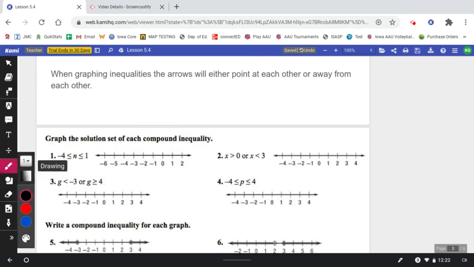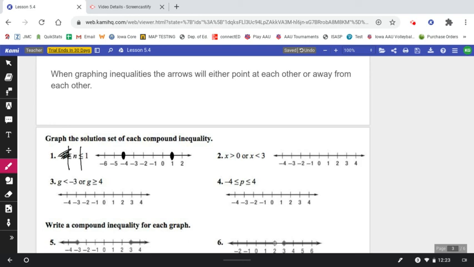Number 1, graph the solution set of each compound inequality. Well, looking at number 1, this is one of our ones where we have two separate inequalities in the same equation. And if I'm looking at the middle here, n is by itself, so I don't have to do any work to get n alone. So on the -4, it's a less than or equal to, so I'm going to put a closed circle. And on the 1, it is also a less than or equal to, so it gets a closed circle.